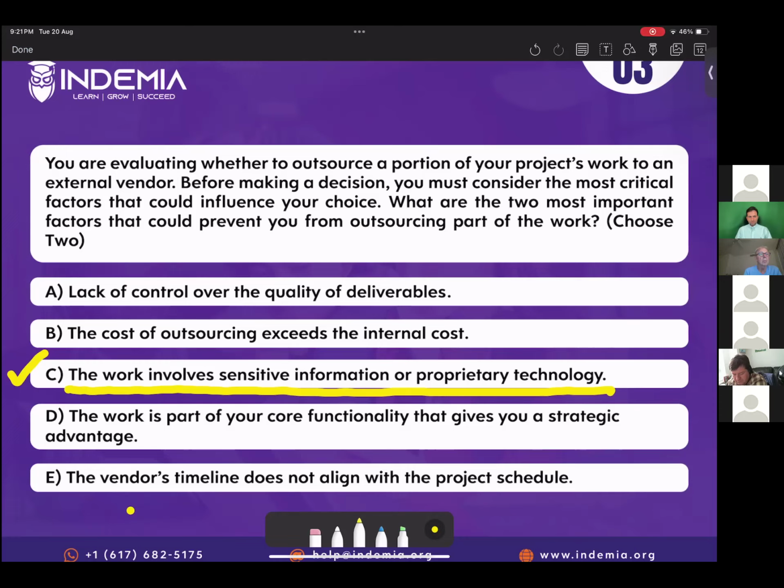So let's read the question. It says you are evaluating whether to outsource a portion of your project's work to an external vendor. Before making a decision, you must consider the most critical factors that could influence your choice. What are the two most important factors that could prevent you from outsourcing part of the work? Means two factors where we cannot compromise, right? Two factors where we cannot compromise.